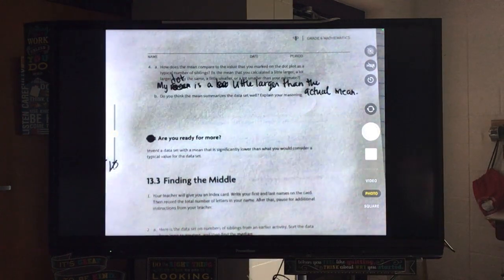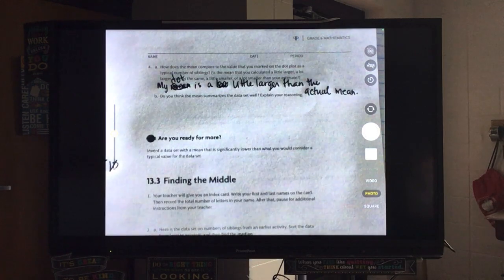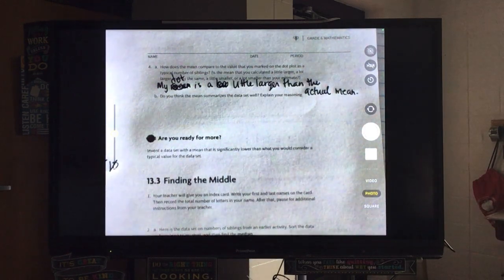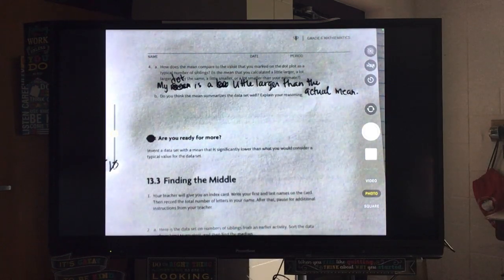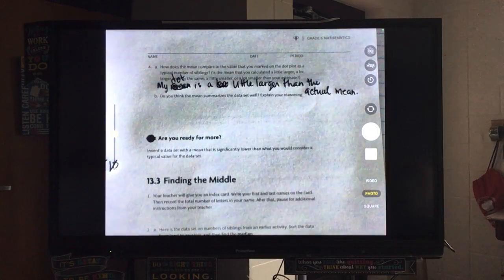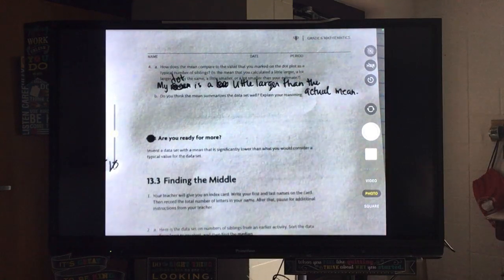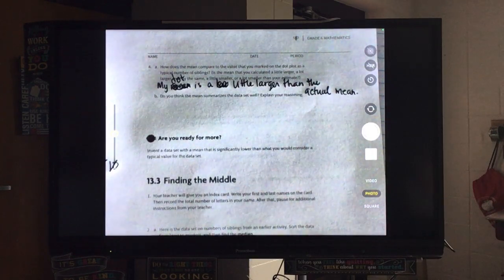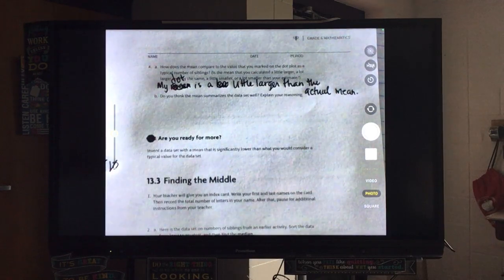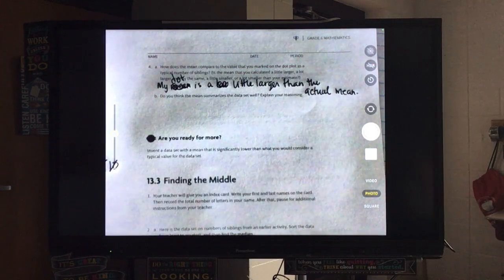All right, so looking at where I put my dot, my dot is a little larger than the actual mean because I put my dot on 3. Okay, who would like to share where their dot was and their explanation? Joe? I said my dot was a little less than what the answer was because I did 2. I had counted and there'd be 2 on this side and 2 on this side and then 2 in between. And then I thought the answer would be 2 or somewhere around 2, so that's my answer.